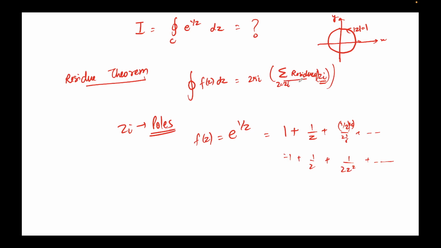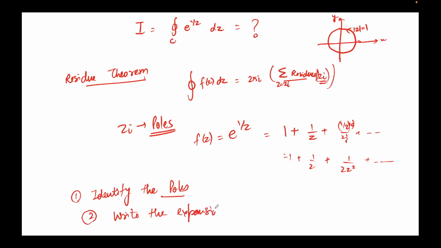So how do we find the residue? There are many ways of finding the residue, by the way, for such a problem. One of the most common ways is to write the expansion of the function and try to find the coefficient of 1 over z. So here the pole is z equal to 0. So the first step is to identify the poles. There can be multiple poles, by the way. The second step is to write the expansion of the function.